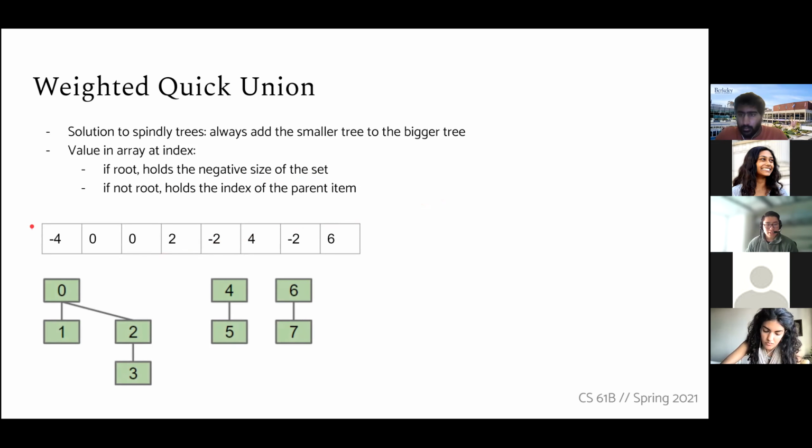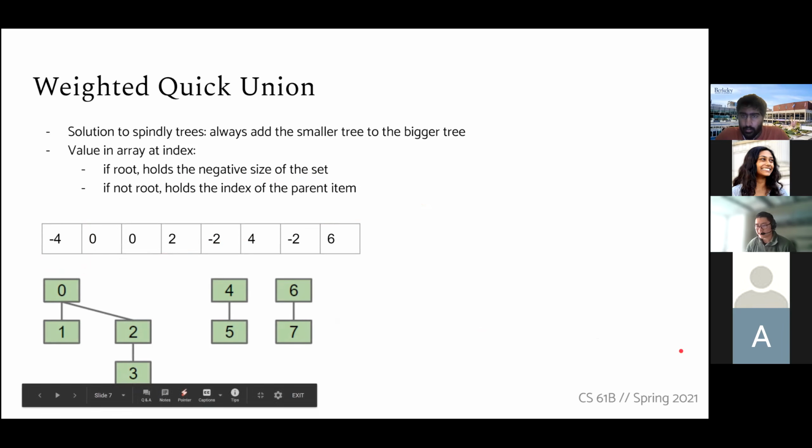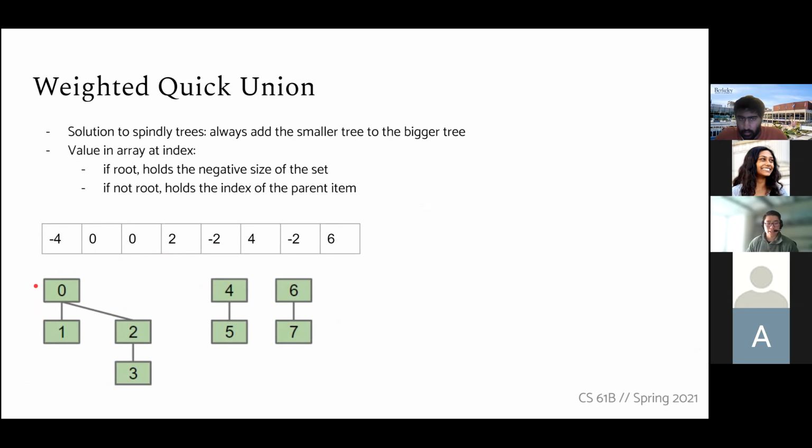Right here, you can notice at index 0, we have -4, which indicates that index 0 is a root because of the negated value. And we also know that that set has a size of 4.